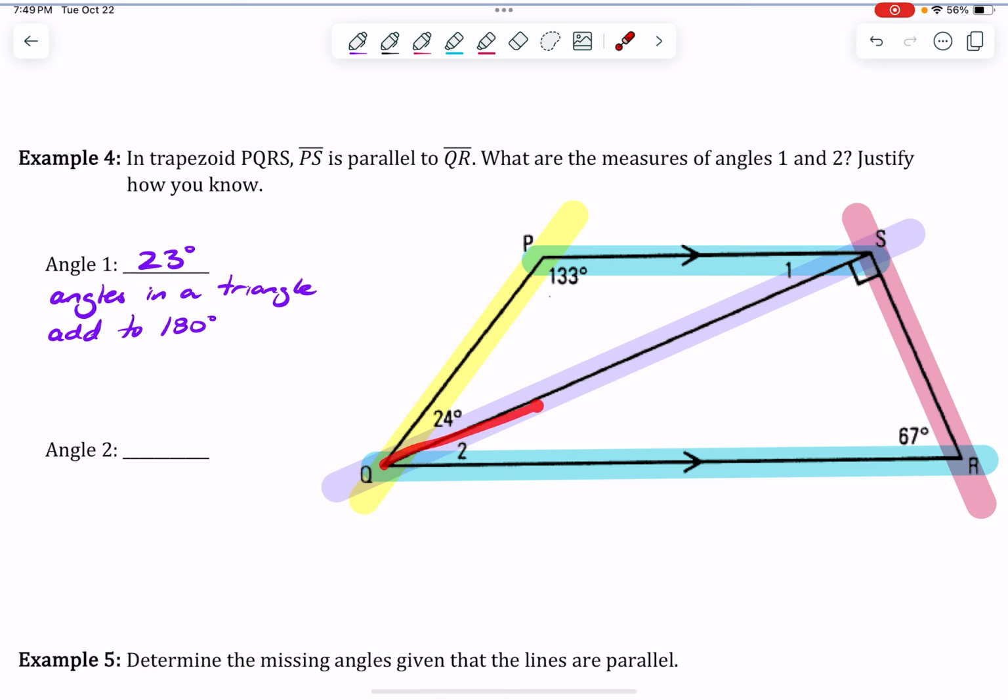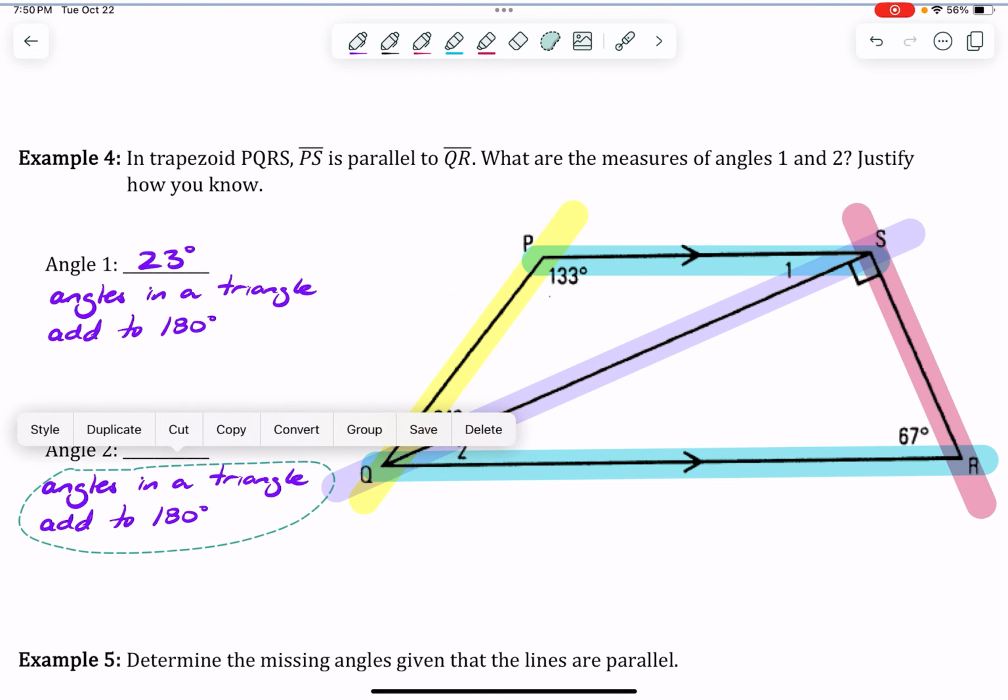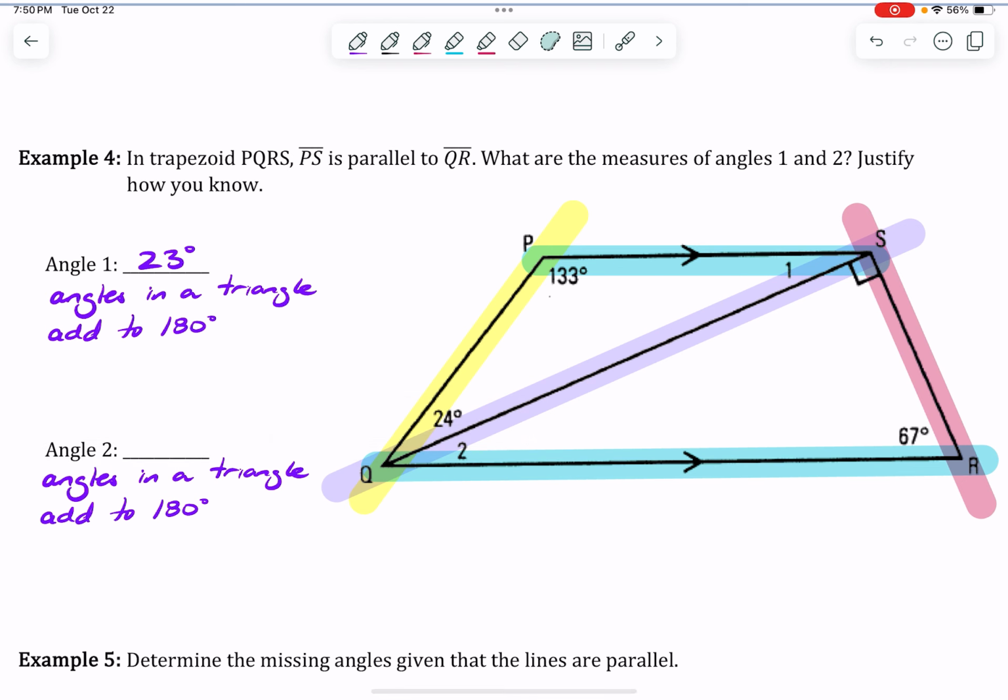Angle 2. There's a couple ways we can get that. If you're a big triangle fan, you might notice angle 2 is part of this triangle, for which we also know 2 angles. We know that one angle is 67 degrees. We know one angle is 90. So we can use that same property to find angle 2. We take 180 degrees, we take away the 90, we take away the 67, and we end up with 23 degrees.